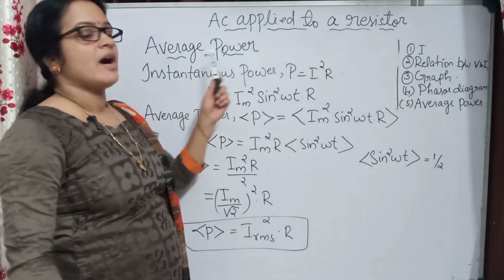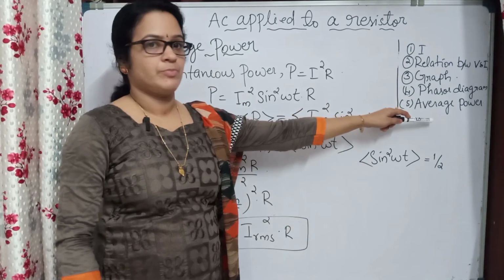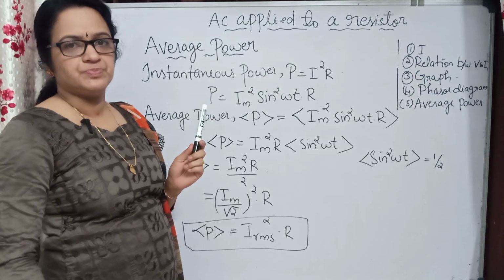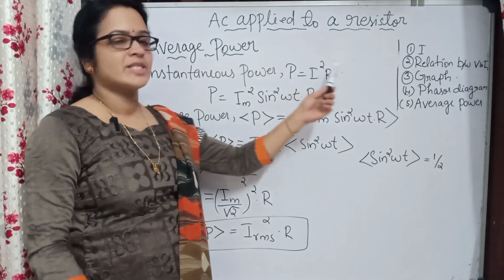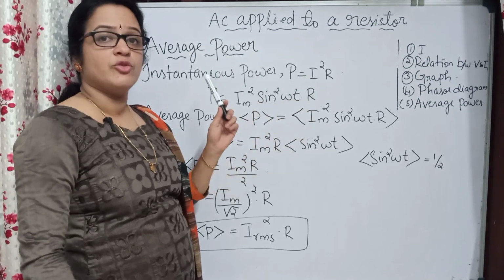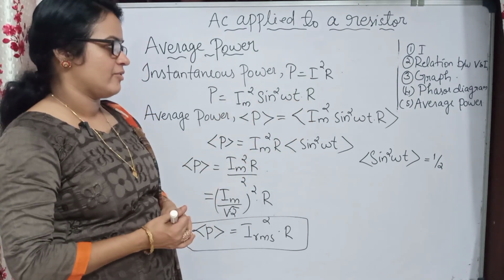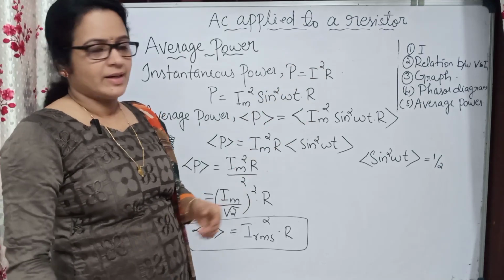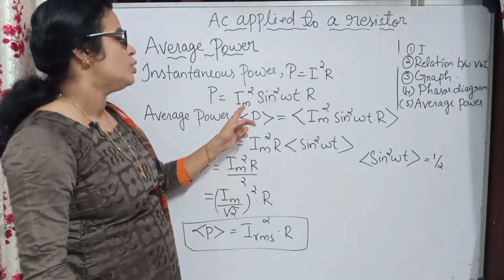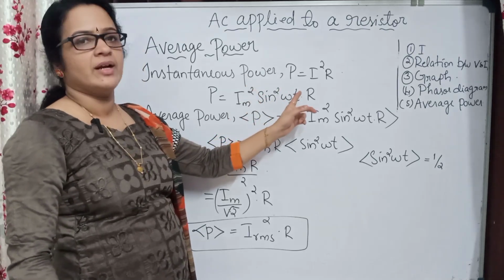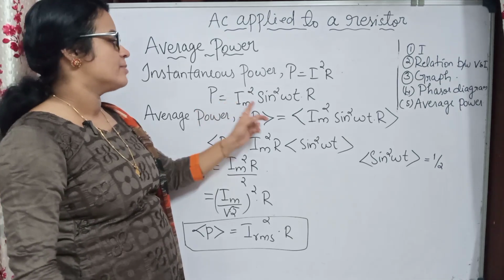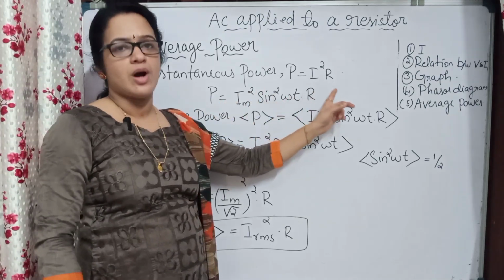Now we have to calculate the average power. That is the last step of this. So how can we find the instantaneous power? The equation for power is P equals I square R. The I value is the instantaneous value of current, and that equation we already have: I equals Im sin omega t. We can substitute that in this equation. Then we get P equals Im square sin square omega t into R. That is the equation of power.